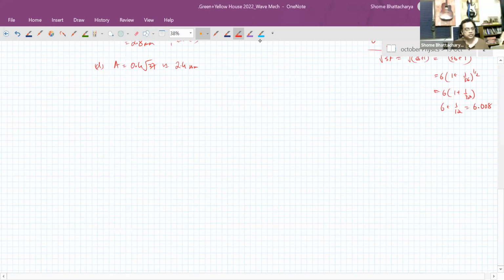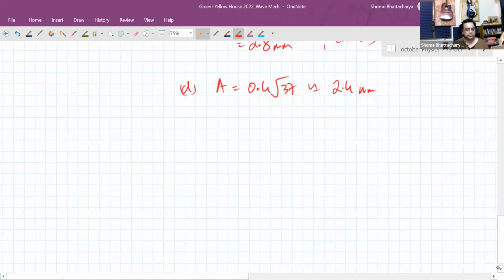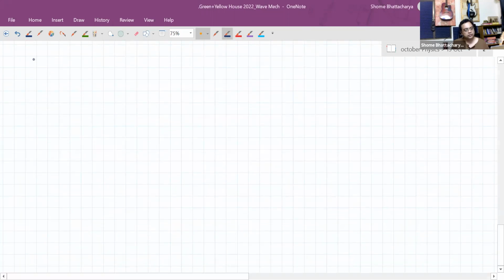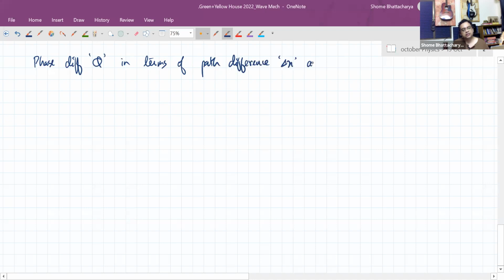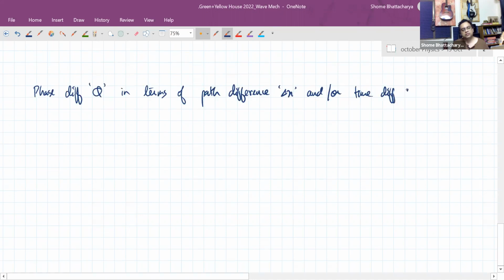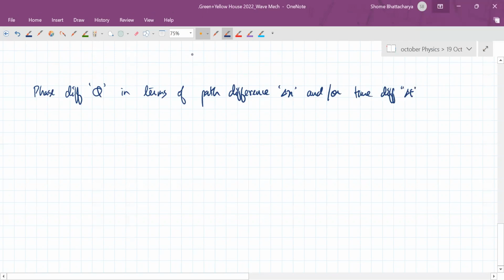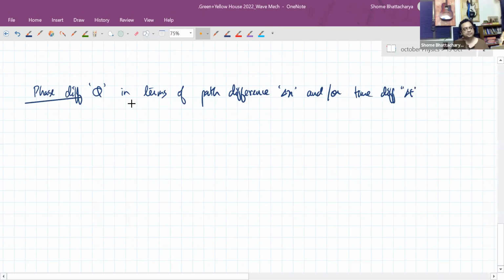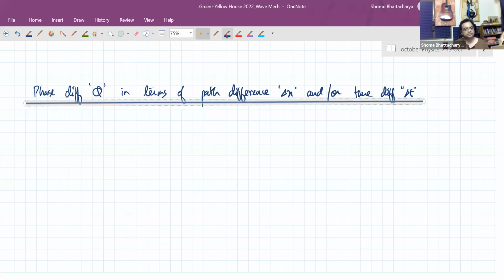Okay, now people, let's move on to the next related concept, that is phase difference phi in terms of path difference delta x and or time difference delta t. So I'll explain what these terms path difference and time difference mean. We'll understand this with examples.